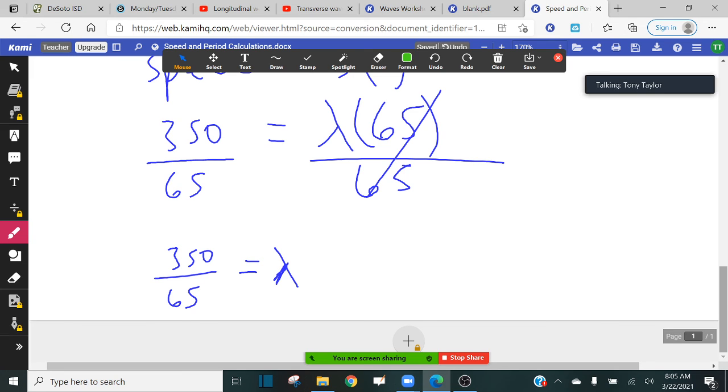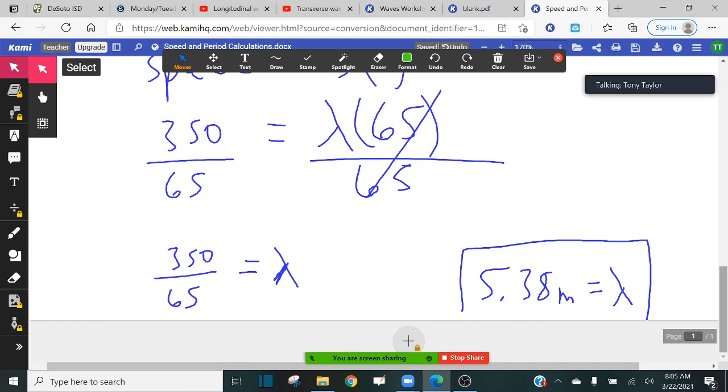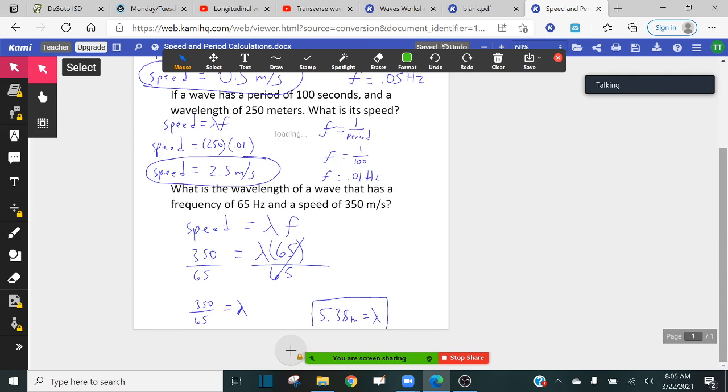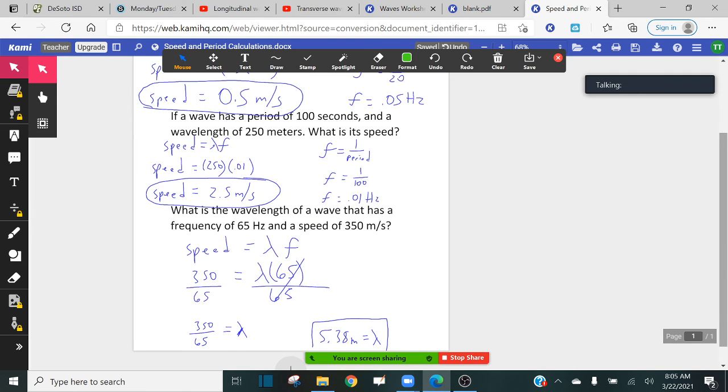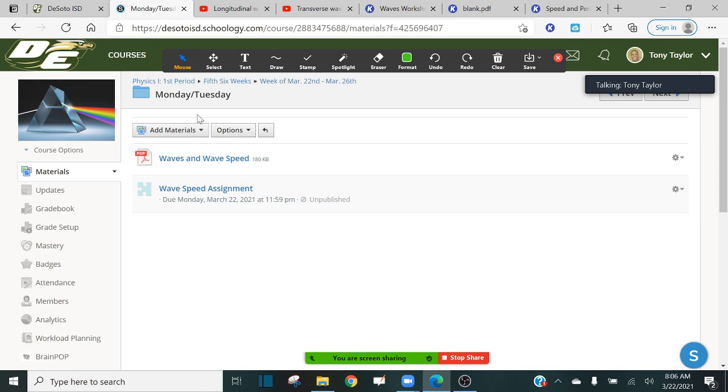So if I put that in my calculator, 350 divided by 65, I actually get a wavelength of 5.38 meters. So my wavelength is 5.38 meters. Any questions on using the speed equation? Okay, I think I've done enough examples for you guys to be able to do the assignment.